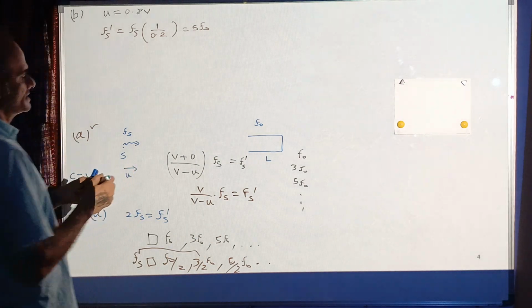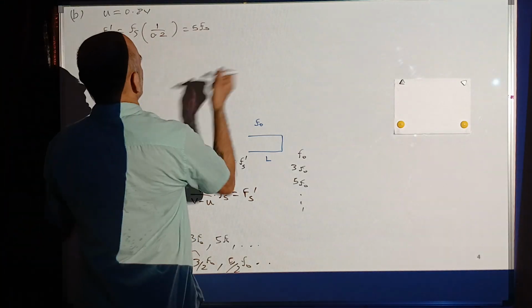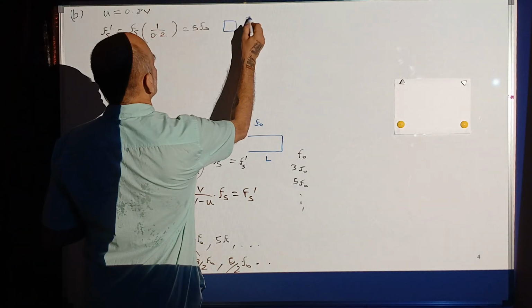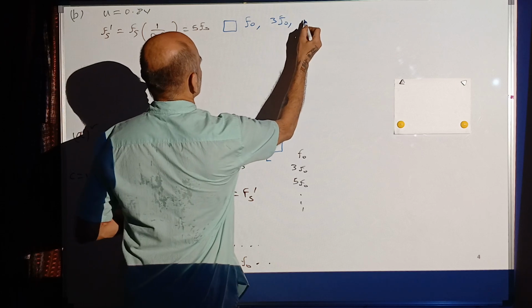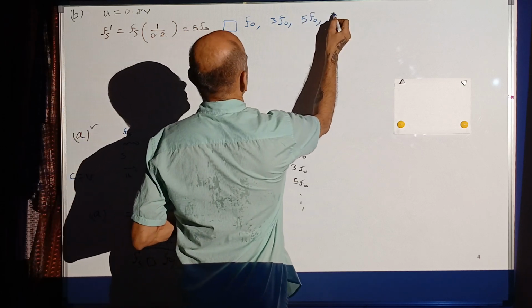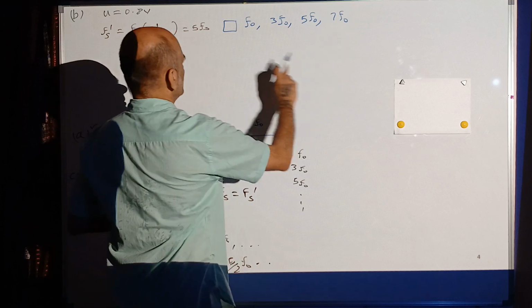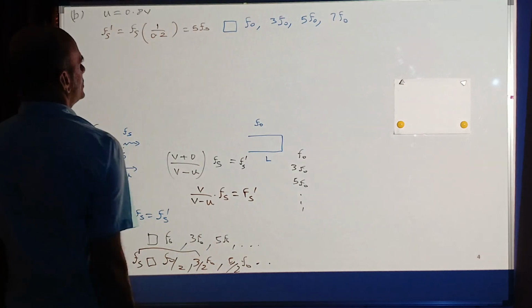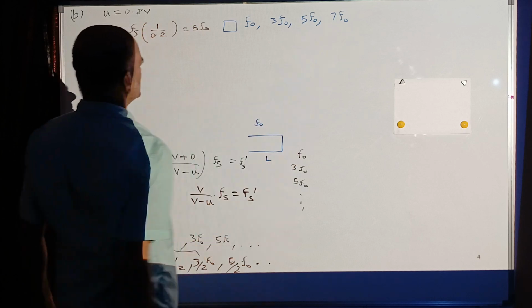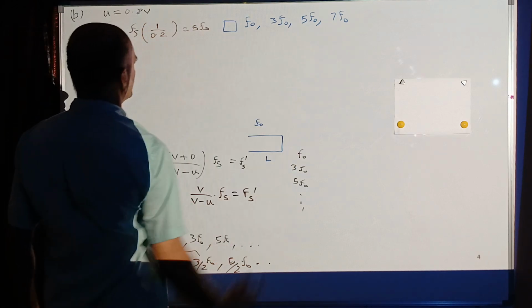So if this 5 Fs matches with f0 or 3f0 or 5f0 or 7f0, because the fundamental frequency and these odd harmonics can exist in this pipe, then if this frequency matches any of these frequencies, there will be resonance with that particular frequency.